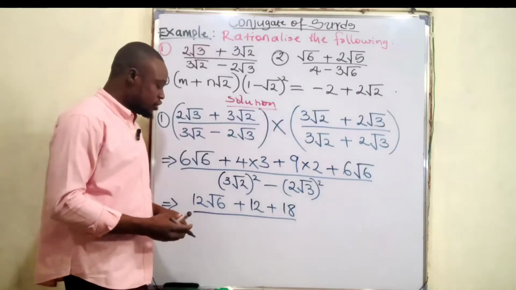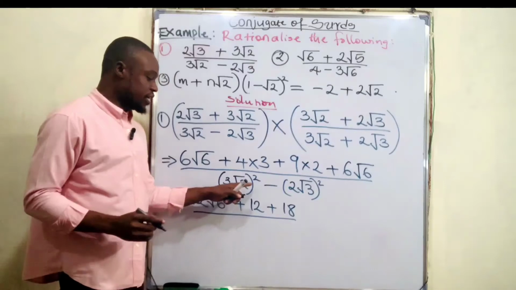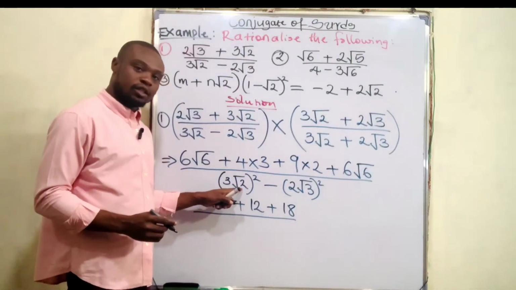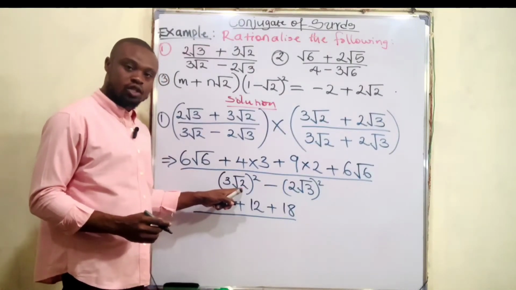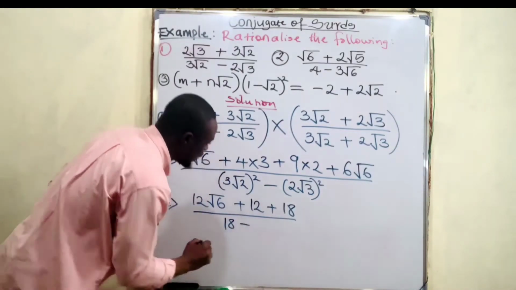Okay. Now the denominator, the square of 3 is what? Is 9. Square of 3 is 9. And the square of this root is what? 2. So 9 times 2 is what? 18. So we have 18 here minus.